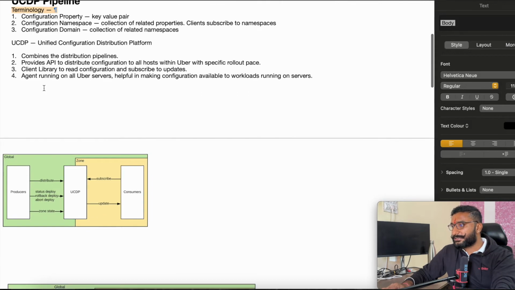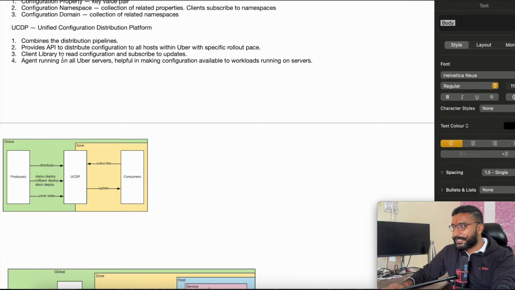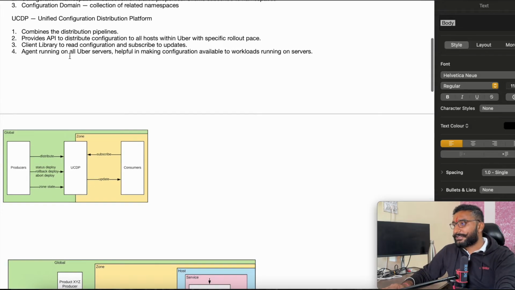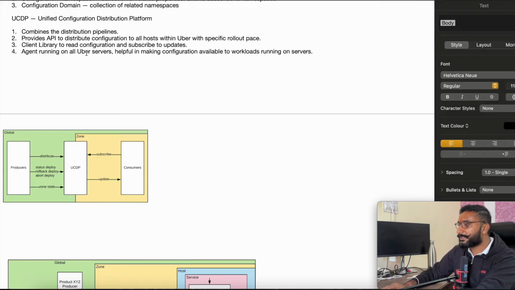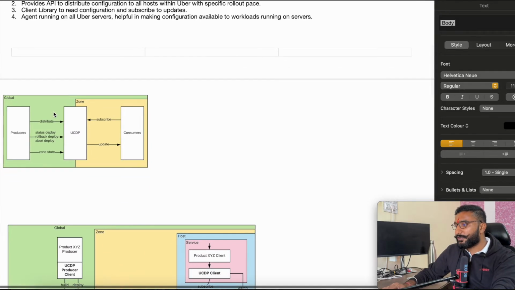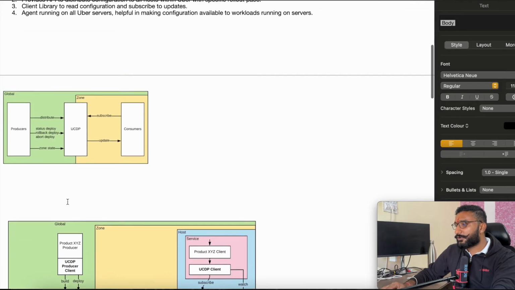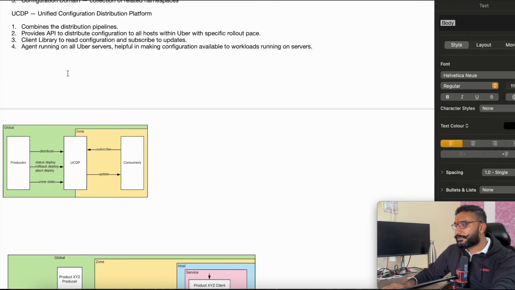Another thing which we are discussing here is we are combining distribution pipelines. We are providing an API to distribute the configuration to all hosts within Uber with a specific rollout pace. We will discuss all these points in the architecture below. Then there is a client library to read the configuration and subscribe to updates, and an agent running on all the Uber services, which is helpful in making configuration available to workloads which are running on the servers. Okay, so we will understand this with the architecture below, all these points which I just read.